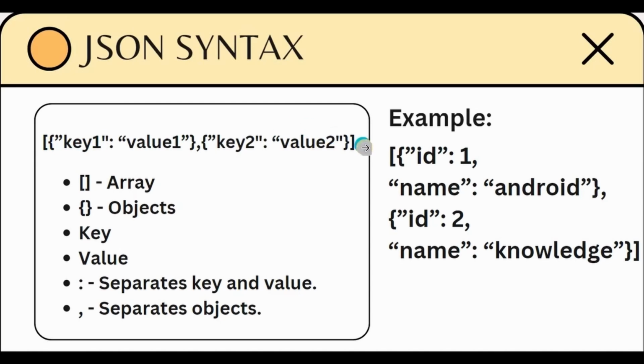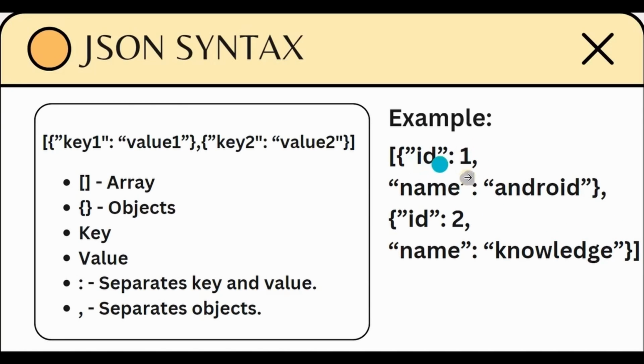We have two square brackets at the start and at the end. Those square brackets are an array, okay? And inside the array, we currently have two objects. An object is determined by the curly braces. So this is one object and this is another object. Both of them are separated using a comma. Then in each object, we have a key and a value separated by a colon. Both of them are in double quotes. This is the key and this is the value. For example, this is an array, inside it two objects, and then inside each object we have keys and values.